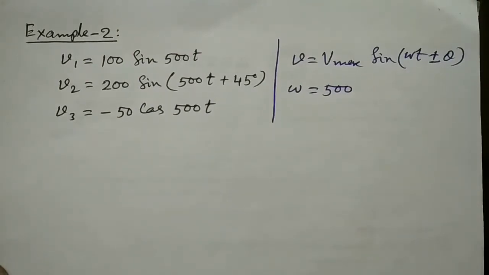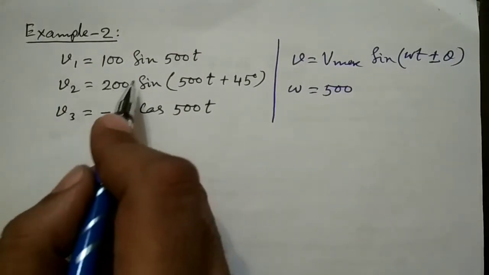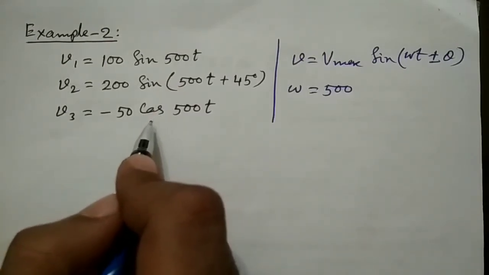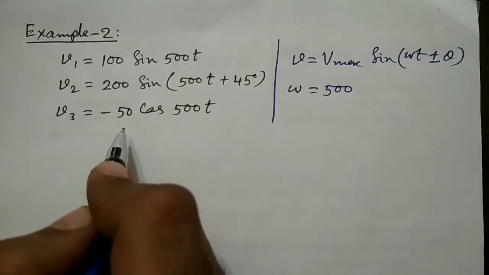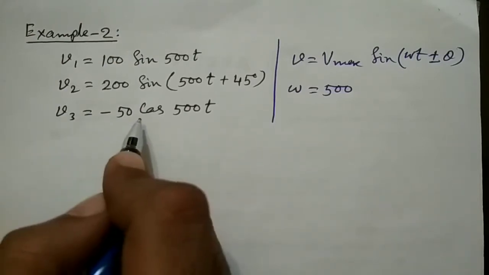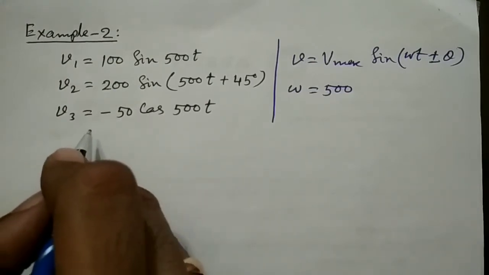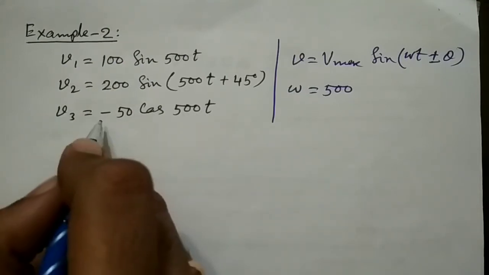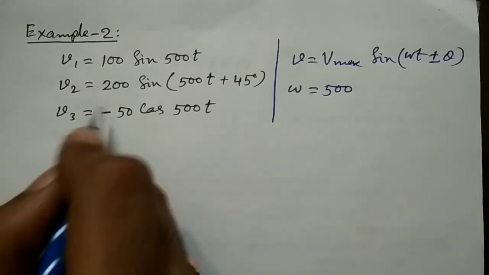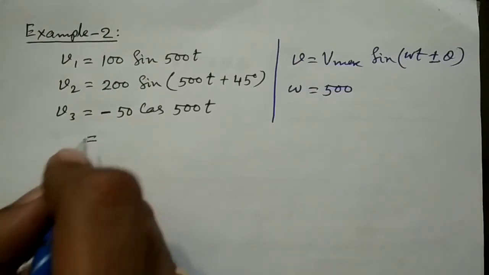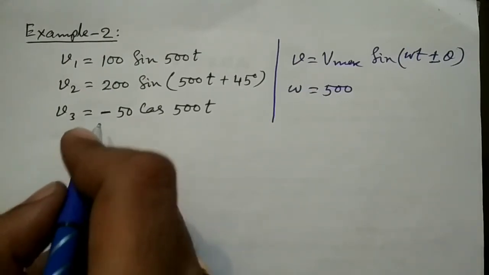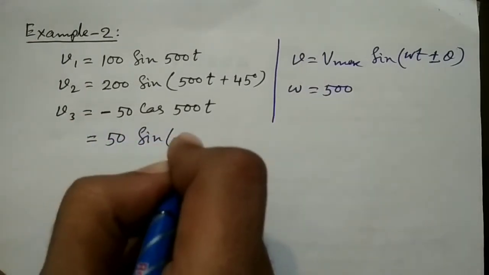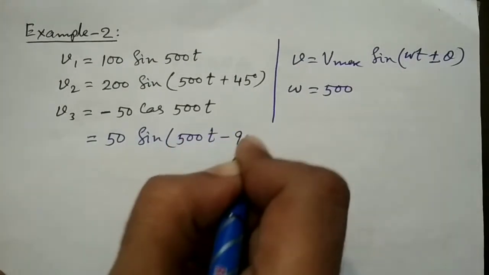Now in this question you can see that the V1 and V2 are in the form of sine, whereas the V3 is in the form of cosine. Remember one thing, during phasor operation all the values should be in sinusoidal form. Therefore we have to convert this cosine value to a sine value, and also there is a minus sign at the beginning. So if we convert this voltage V3 into a sine form, it will be 50 sin (500t minus 90 degree).